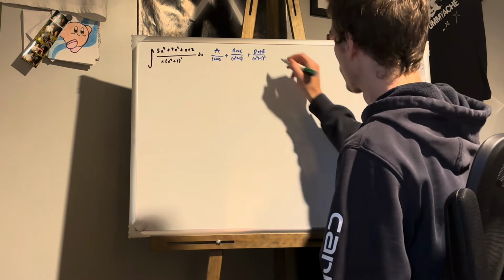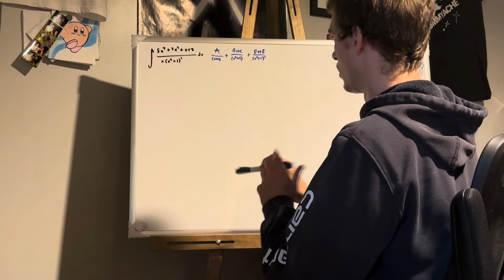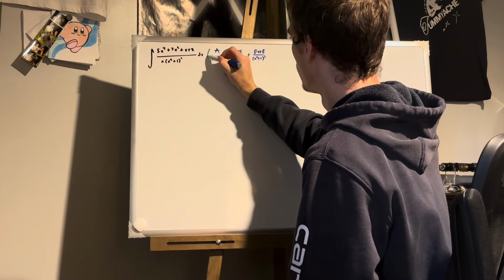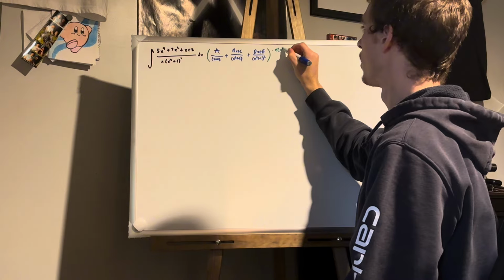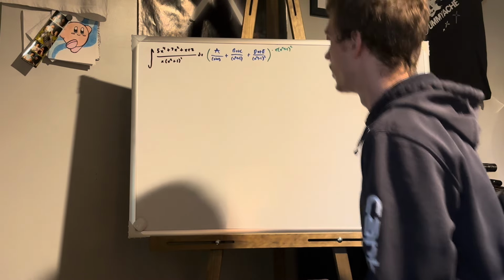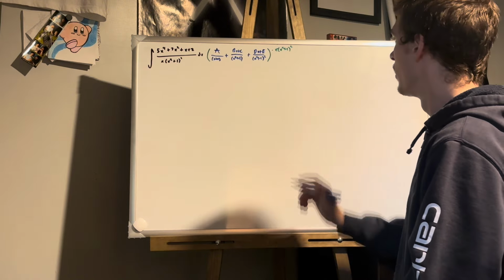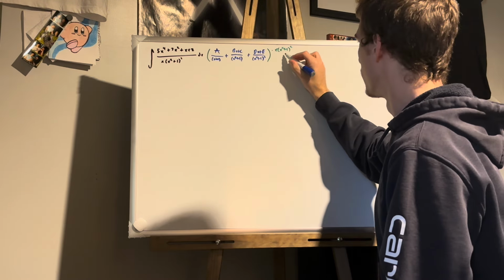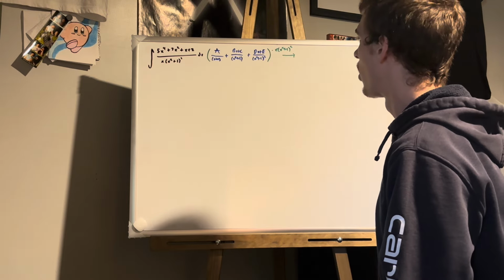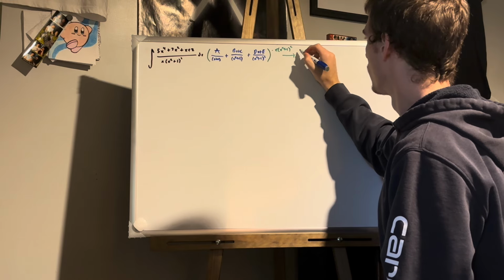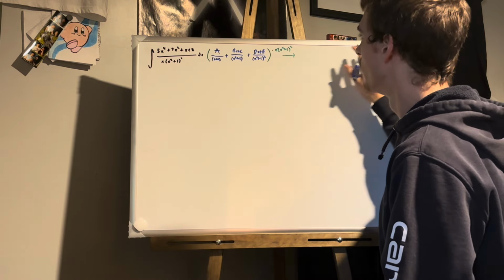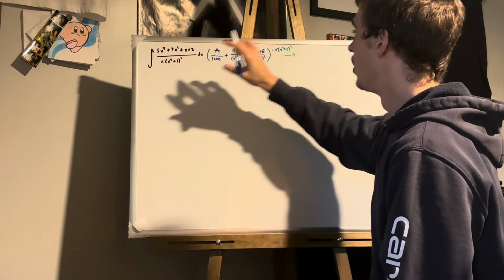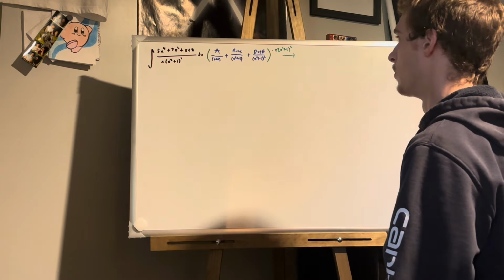So what do we normally do? Multiply by x squared plus 1 squared, the original denominator. That's going to give us our equation that we can set equal to the numerator, which will then allow us to find all 5 of these variables.